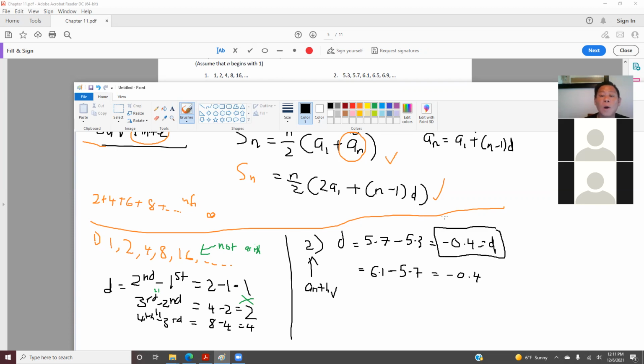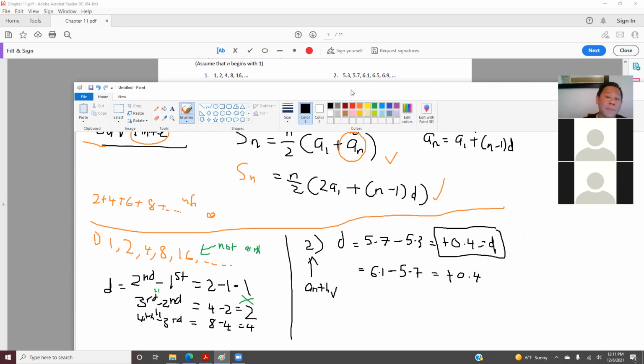So what is the meaning when your... no, this is not negative. This is positive. Sorry, this is positive, right? Sorry about that, Nikita, you're correct. This is positive 5.7 minus. So if your common difference is positive, it means your numbers are going up. If your common difference is negative, it means your numbers are getting smaller. So that is the meaning. Sorry about that, this is 0.4, not negative.